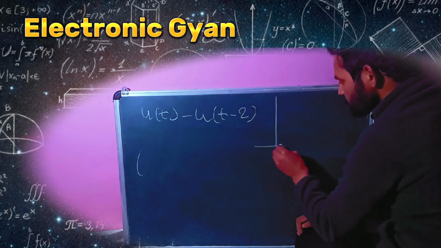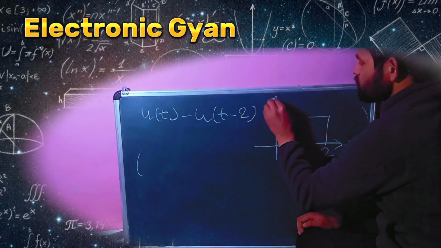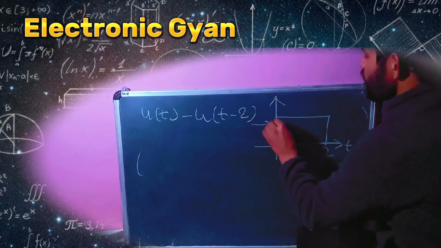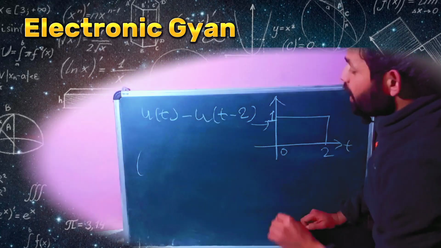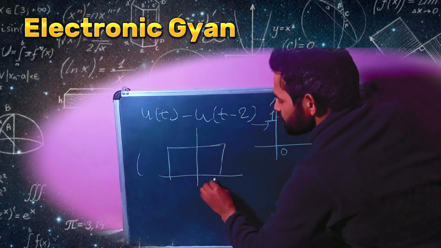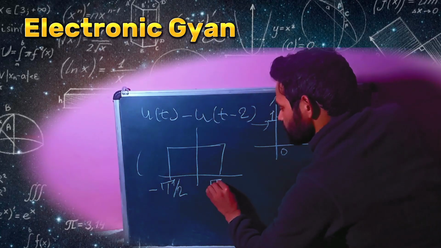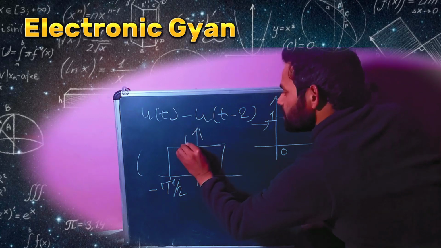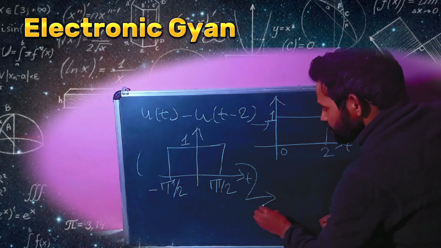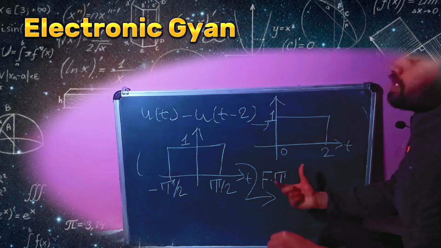Which is my signal? This one, 0 to 2, this is t, and this is my signal. The amplitude here is 1. As we know very well, the standard rectangular signal varies from minus t by 2 to plus t by 2. For this standard signal with amplitude 1 and width t, what is the Fourier transform? That we know very well.